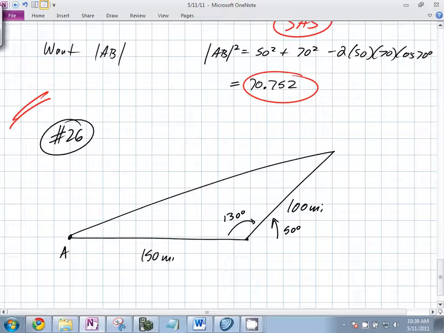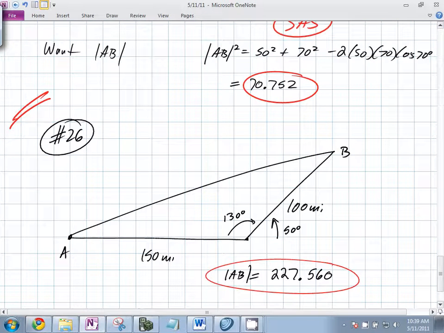Does anybody have an answer using the law of cosines? What is it? Using to 3 decimal places? Someone new? Victor. 200 what? 560. How many people agree with that? Yeah. You use again the law of cosines.